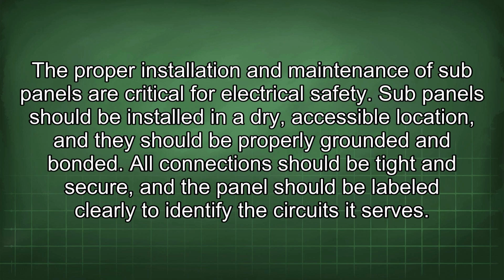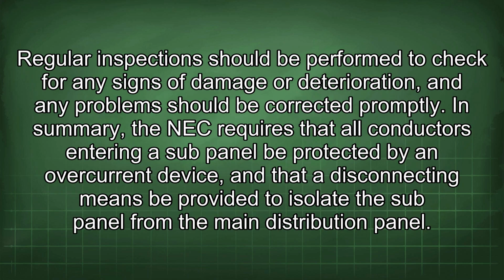Proper installation and maintenance of subpanels are critical for electrical safety. Subpanels should be installed in a dry, accessible location, and they should be properly grounded and bonded. All connections should be tight and secure, and the panel should be labeled clearly to identify the circuits it serves. Regular inspections should be performed to check for any signs of damage or deterioration, and any problems should be corrected promptly.